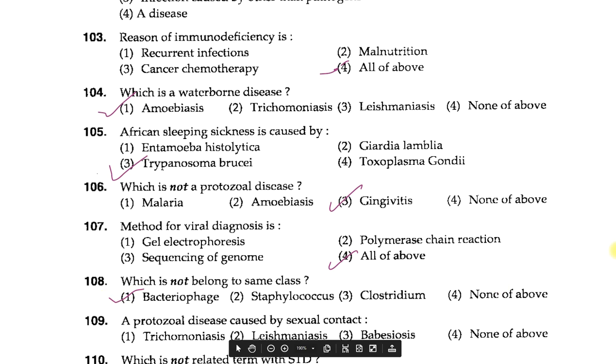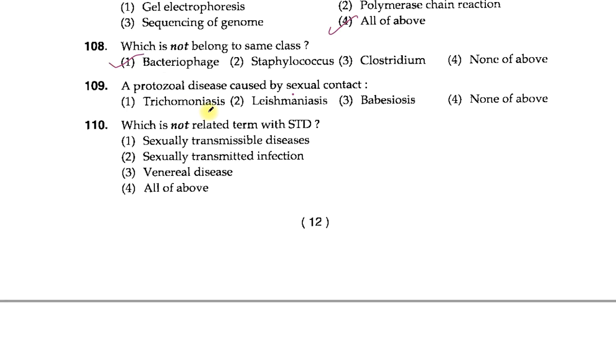Question number 109. A protozoal disease caused by sexual contact: 1. Trichomoniasis, 2. Leishmaniasis, 3. Babesiosis, 4. None of the above. The option 1, trichomoniasis, is correct. It is acquired by Trichomonas vaginalis.